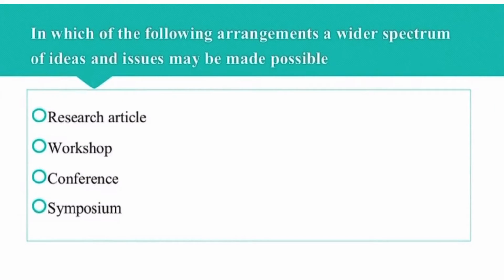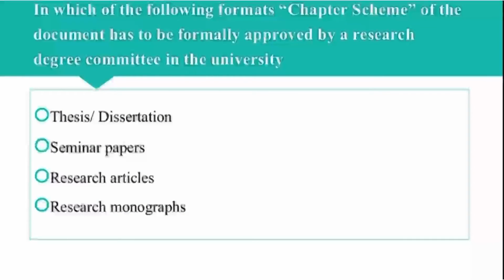In which of the arrangements a wider spectrum of ideas and issues may be made possible? Research article, workshop, conference and symposium. Option C, conference is the right answer. In which of the following formats chapter scheme of the document has to be formally approved by a research degree committee in the university? Okay. Options: A, thesis or dissertation, B, seminar papers, C, research articles and D, research monographs. It is for a thesis or dissertation that we need an approval from a committee in the university. So option A is the right answer.